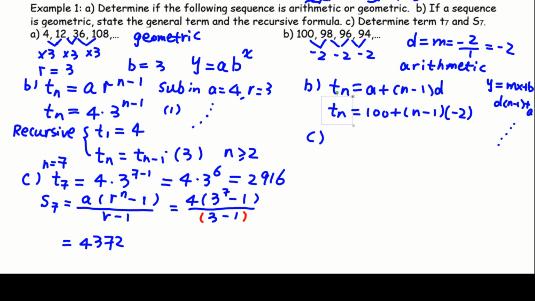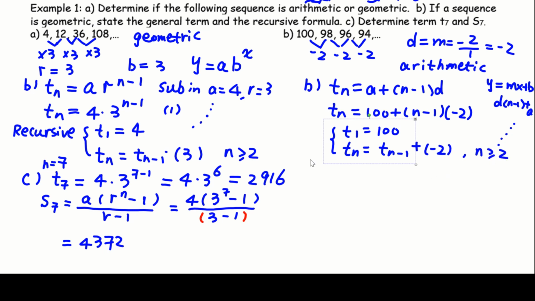And for the recursive formula, it will be two parts. The first term is 100, and after that the next term equals the previous term plus the same number, -2, and n needs to be greater than or equal to 2. So this is the recursive formula.